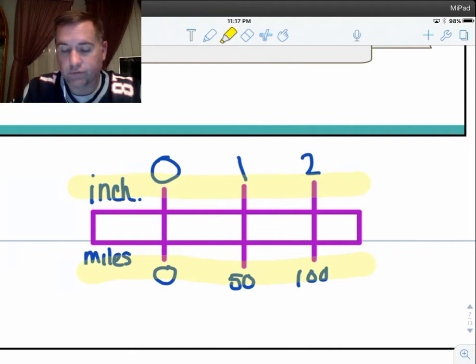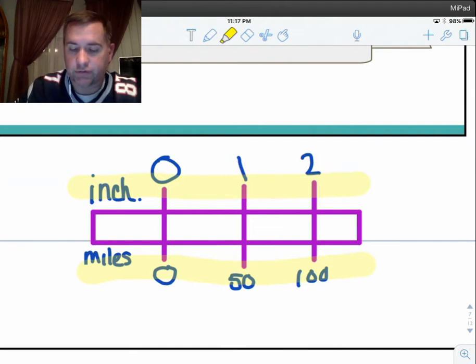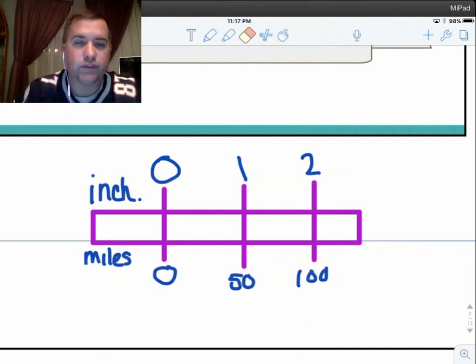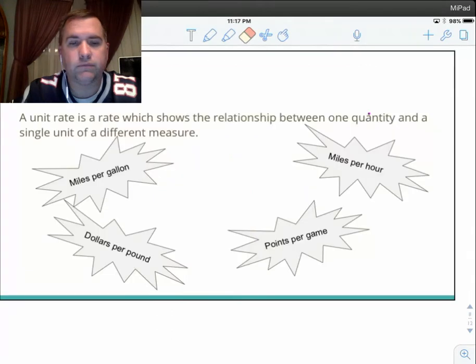So this is for reading a map. How many inches represent, well, in this case, 50 miles is represented by 1 inch. So that's one place that you should be familiar with using the double number line.